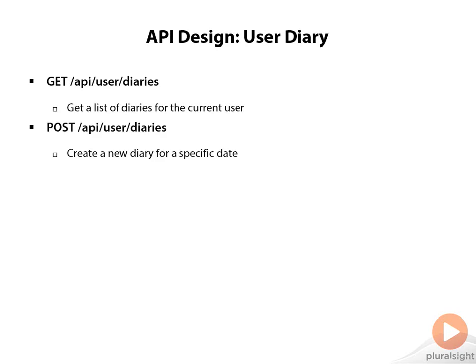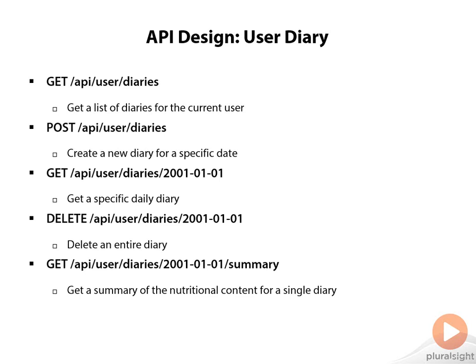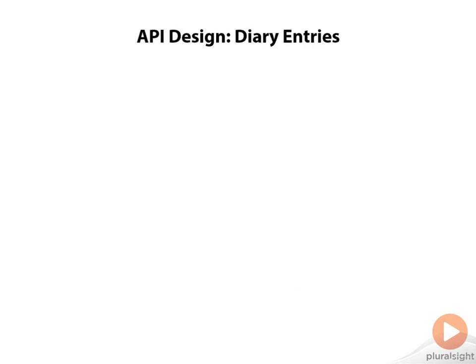To empower this, we're going to support getting a list of diaries for the current user logged in. We're going to allow them to post a new diary for a specific date. We're going to allow them to get a specific diary, including the related diary entries. We're going to allow them to delete an individual diary and get a summary for a particular day that will include all the nutritional content for a single day's diary.